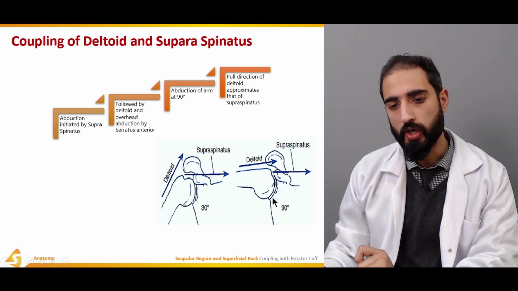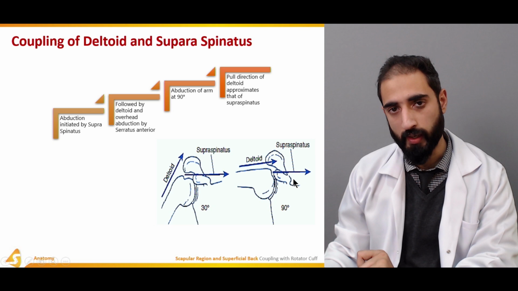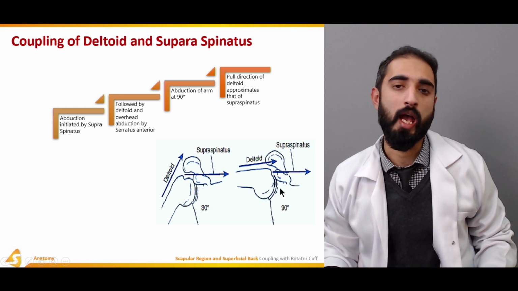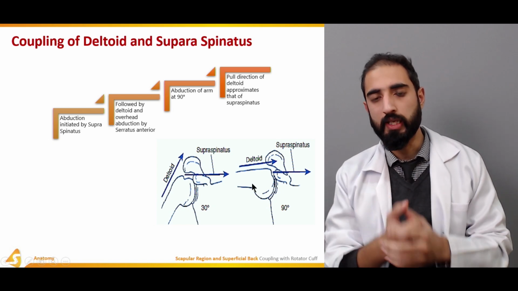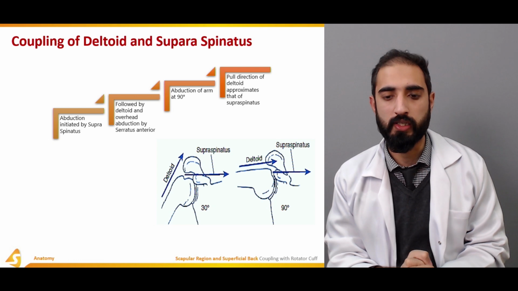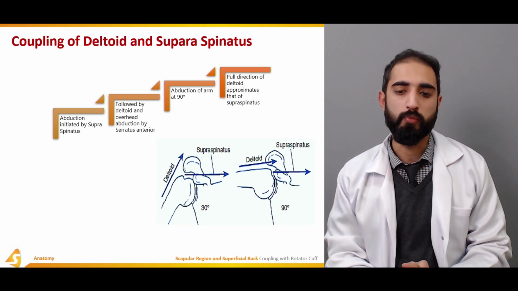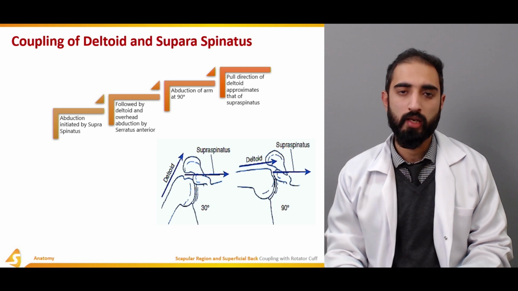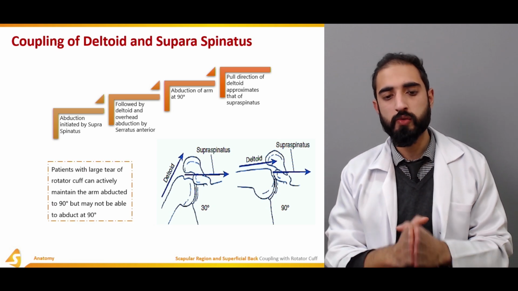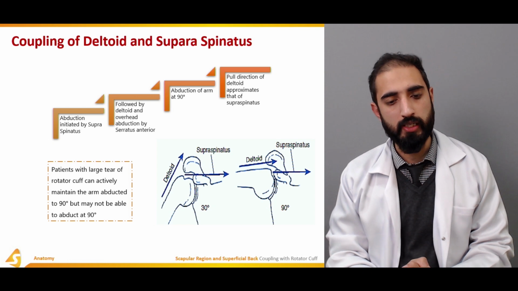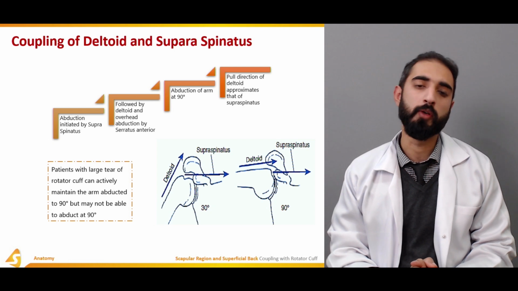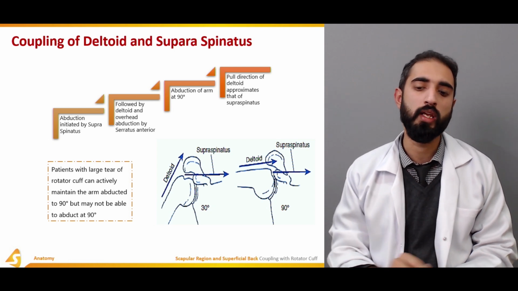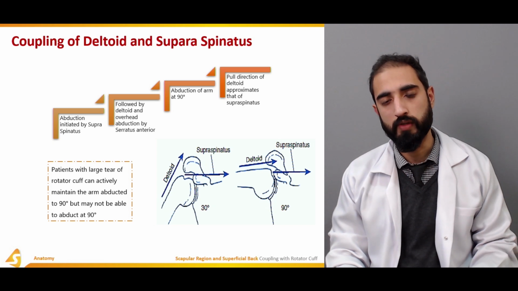But once the abduction reaches 90 degrees, the long axis of the bone becomes parallel with the line of action of the supraspinatus, so it does not further help in the abduction. Instead, it acts as a dynamic stabilizer by pulling the humeral head inside the glenoid cavity, whereas the deltoid then acts as a prime mover and causes further abduction at the glenohumeral joint. So patients with a large tear of the rotator cuff can actively maintain the arm abducted to 90 degrees because that action is of the deltoid muscle, but may not be able to initiate abduction because of the weakness or inhibition or the loss of the function of the supraspinatus.